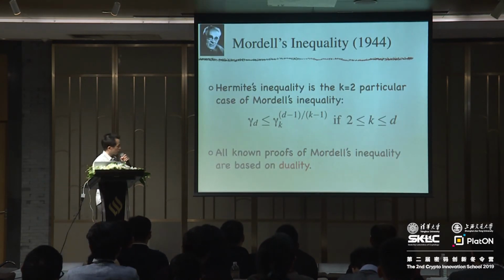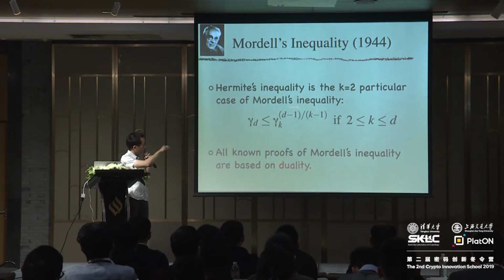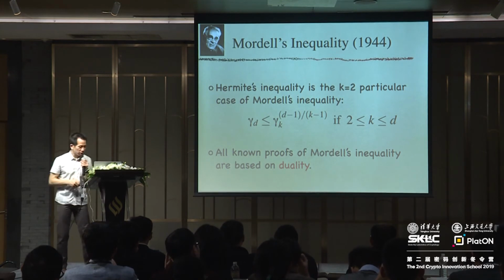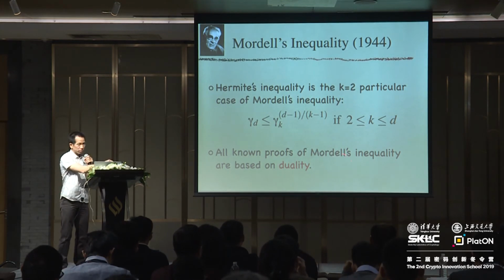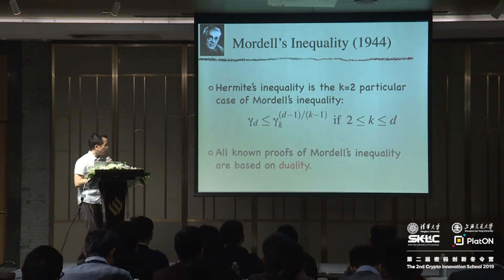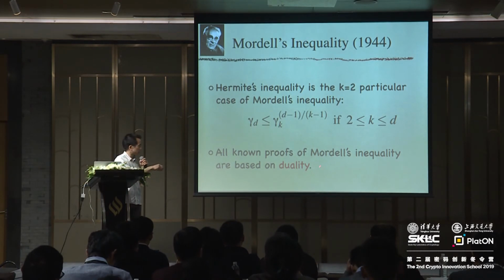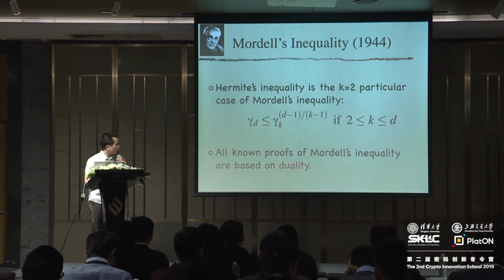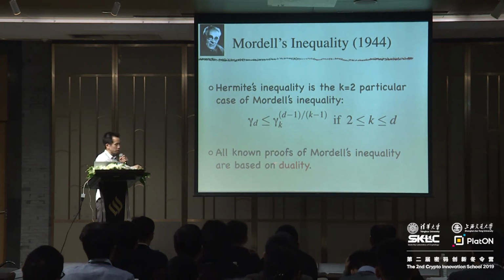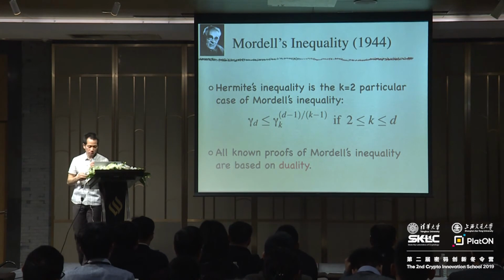So how do we do this? Remember this inequality that Mordell showed in a few lines. We have to use some key idea, and the key idea is duality. So that's why I really had to define the dual lattice. The only way we know how to prove this kind of bound is to use duality. So we have to pay the price.